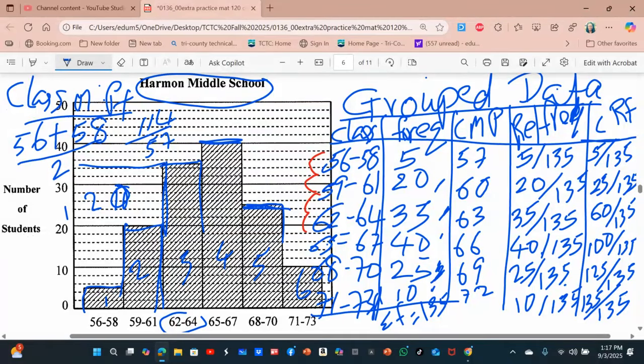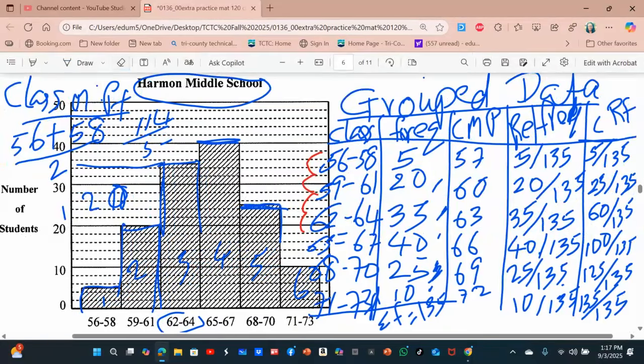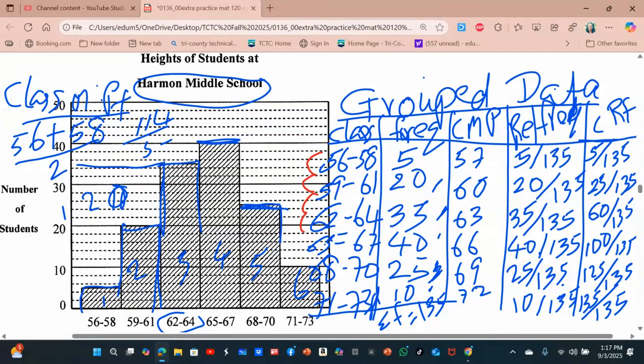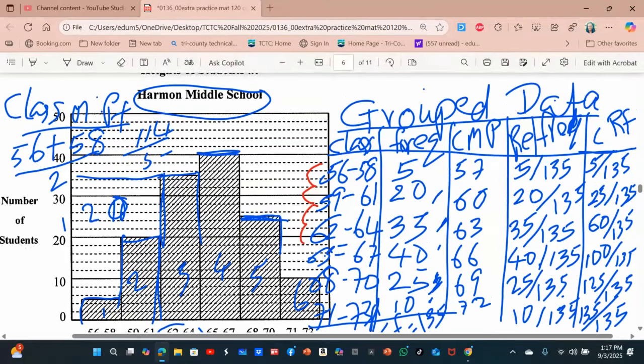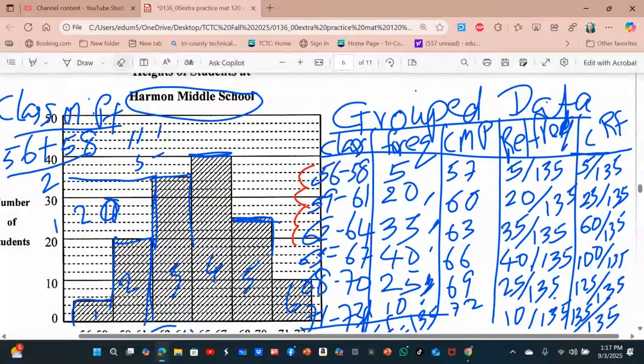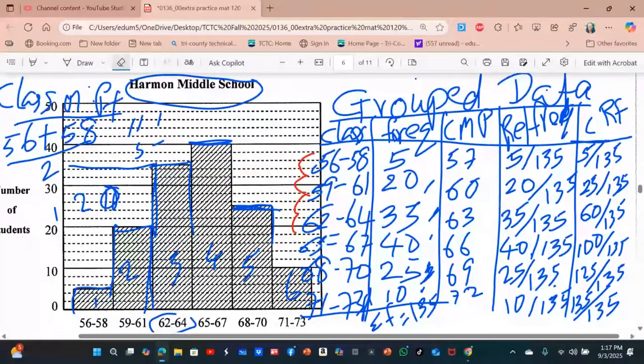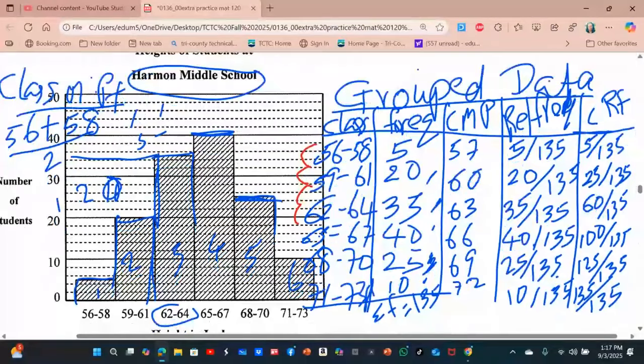So now we have completed a grouped data table. Now we can do a whole lot of things with this. We can be told to find the 5-number summary of this grouped data. When I'm told to do that, it is easy, because I know the frequency and I know the class midpoint. So what I have to do is get the class midpoint and put it in my calculator.